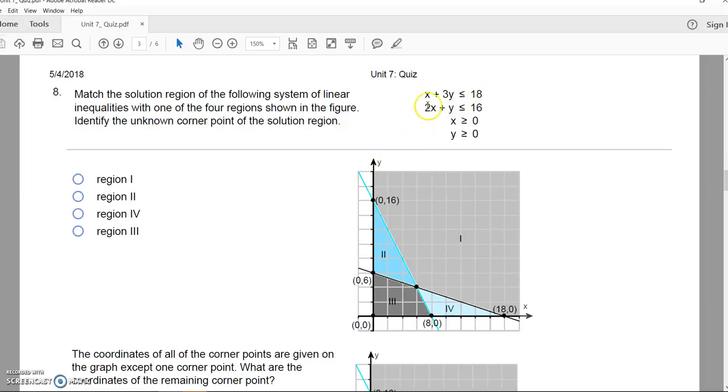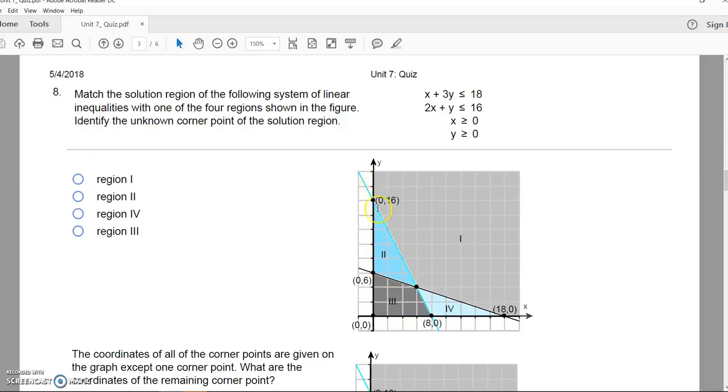And then I do the same thing with the second equation. So then this is the line for the second equation. See, y-intercept is 16, x-intercept, you divide by 2, 8. 16 and 8. And 0, 0 gives me 0 less than 16, which is also true. So that means the shaded region should include 0, 0. So look at this line, and the shaded region should be 2 and 3.